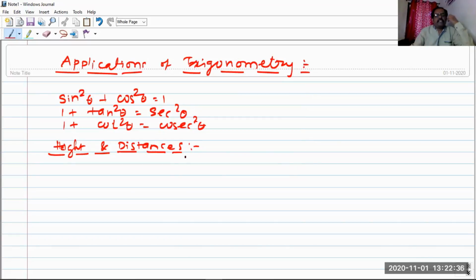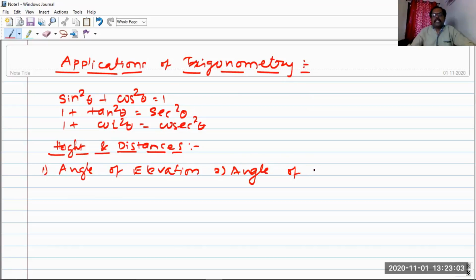Before finding these heights and distances of objects in our day-to-day life, we will come across some definitions. For that we must know these two terms. These two are very important terms in the applications of trigonometry. The first one is called the angle of elevation, and the second one is the angle of depression.